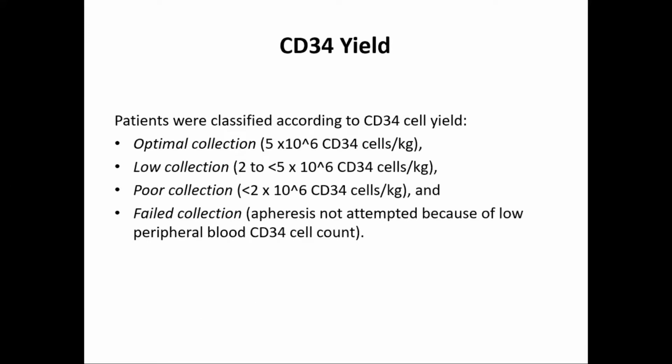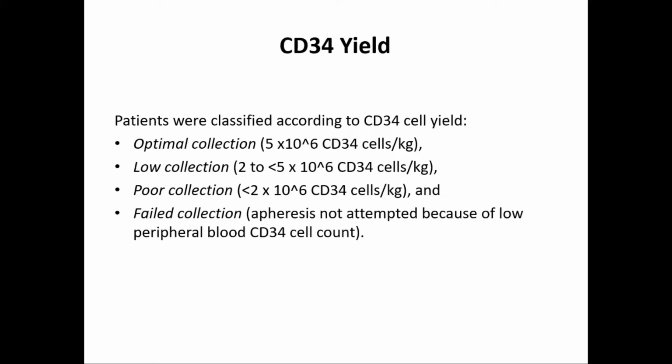Commonly we define the yield as the CD34 yield. Patients are classified, in the autologous setting, as an optimal collection when we get 5 million CD34 cells per kg body weight, a low collection when it is between 2 to 5 million, a poor collection when it is less than 2, and a failed collection where people did not mobilize. So we have faced people who don't mobilize.